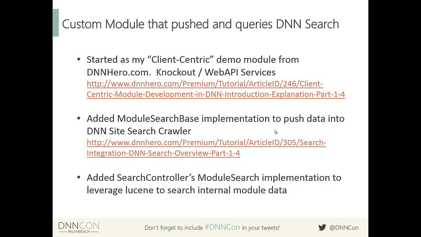So I took the client-centric demo, layered in the module search-based implementation, which means now not only is my data driven by Knockout and Web API services, but it also can get into the Lucene indexer. And then I took that and then I added this next implementation, which is the module search implementation of the search controller to be able to search within my module, but leverage the Lucene search engine so I don't have to actually build my own search. So let's see how that works.